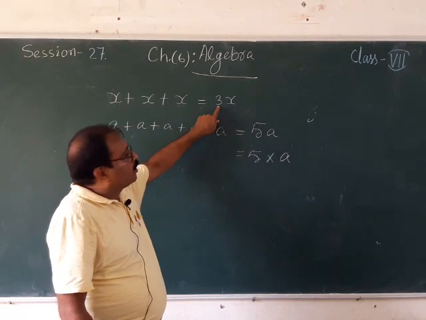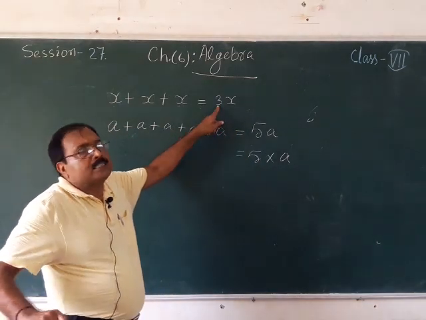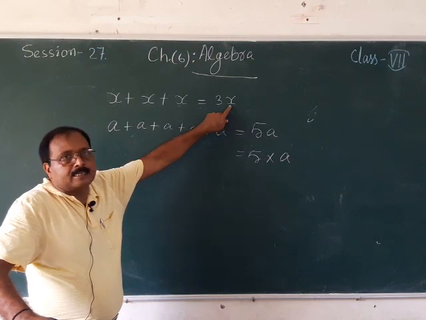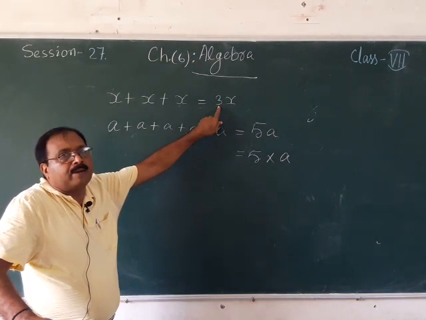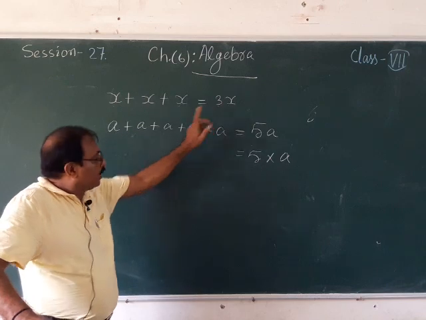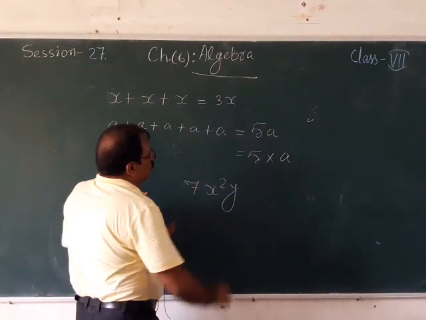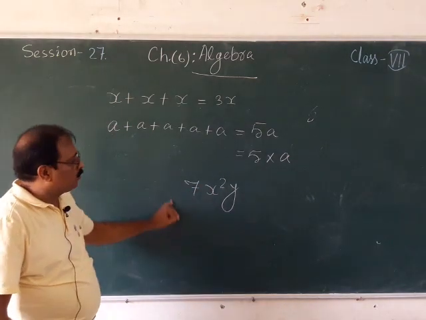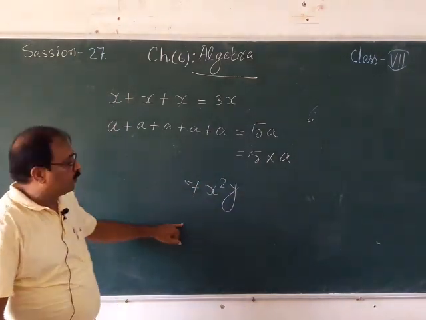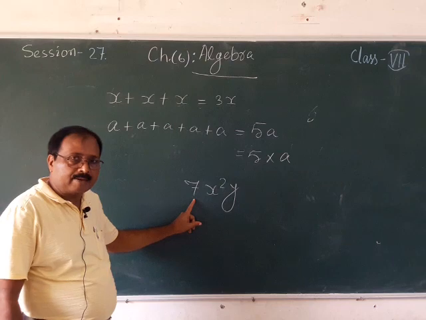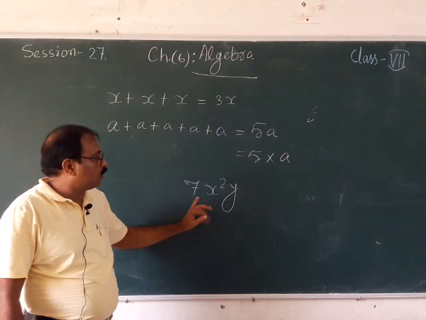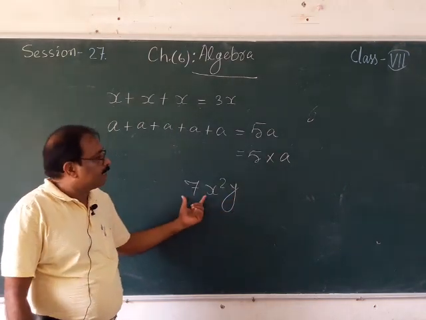One more thing: 3 is also known as the coefficient of x. Any number multiplied before x is known as the coefficient. If I write 7x square y, it is only one term, a single term, whose coefficient is 7. Here the coefficient of 7x square y is 7.